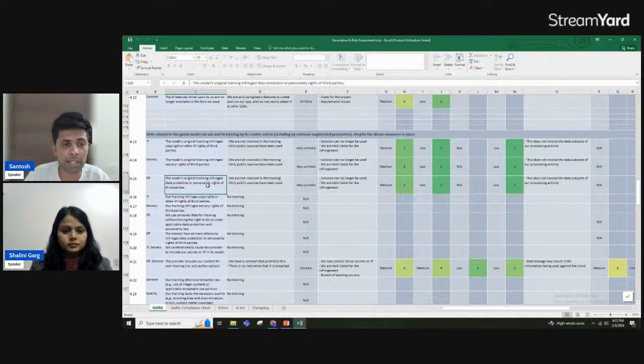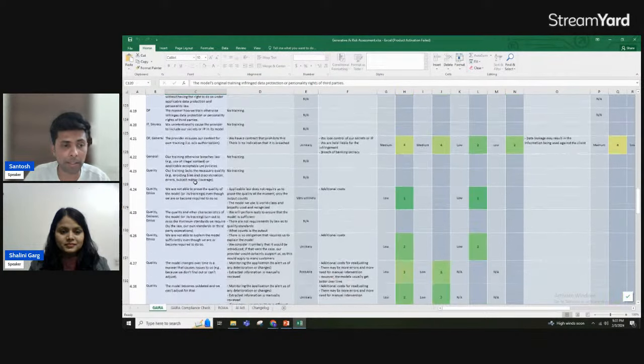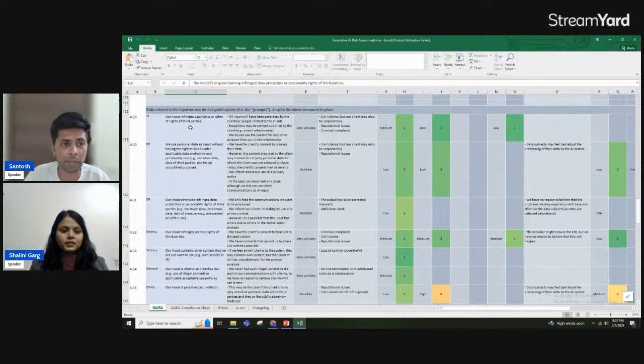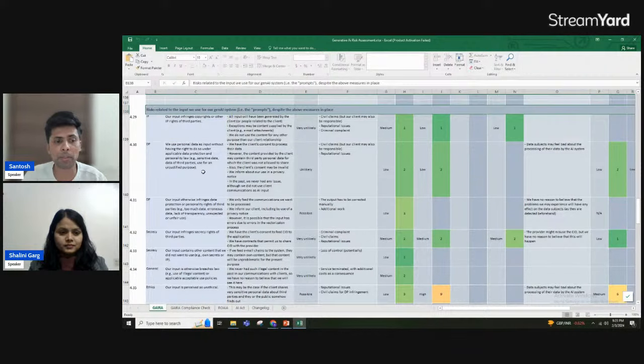This covers the model's original training and inference data protection. Probably we are talking about the training of that particular model. How do we train? What are the data sources? And how do we consider the risk arising from that? And we are talking about the risk related to the input we use for our generation. That's a continuation of the inputs, what we feed in. Are we feeding any personally identifiable information? Are we feeding wrong data? Are we feeding in some financial records? We should not input something like a copyright-infringing document. If you're doing that, what will be the impact? How do you address it? So we talk about the risk related to the input of the data.